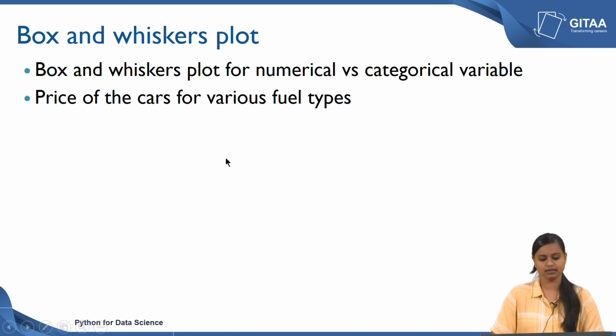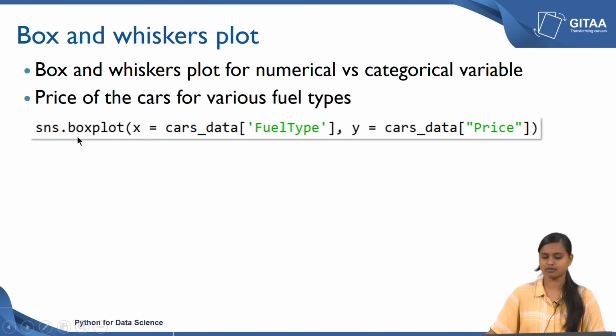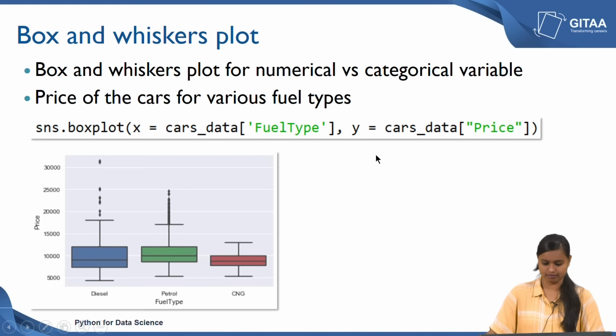Here we are going to look at the price of the cars for various fuel types. You can use the same box plot command as in the previous slide. Under the x argument I have given fuel type, and under the y argument I have given price. So you have fuel type on your x axis and price on your y axis, and by looking at the plot, it is very evident that the price varies with respect to different fuel types of the cars.